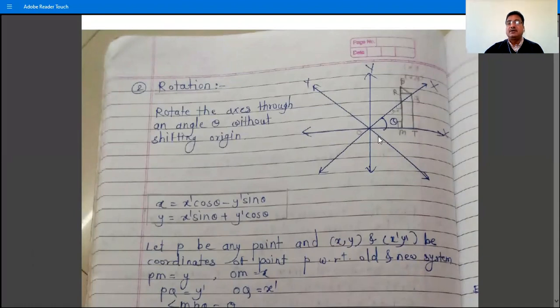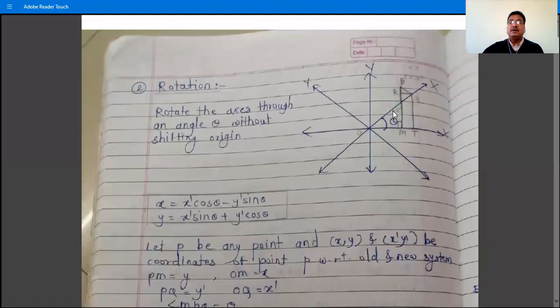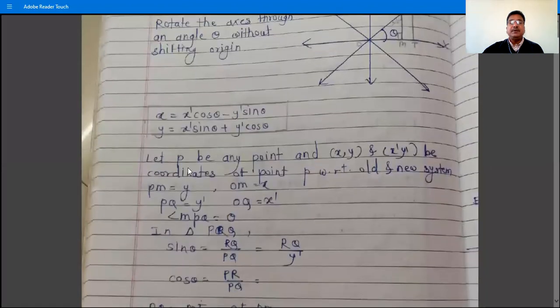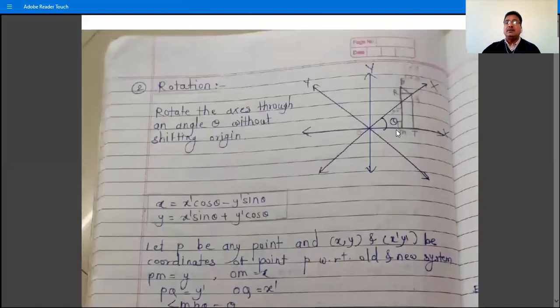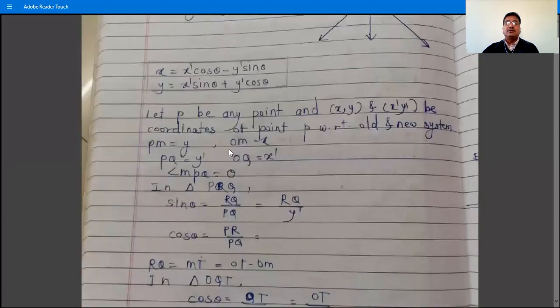That is, if we rotate the axes x and y through an angle theta, then what are their new positions? This is the new position of the x axis, and this is the new position of the y axis. So with respect to the new and old systems, consider the coordinates of the same point. Suppose P is the point having coordinates (x, y) and (x dash, y dash) with respect to the old and new system respectively. That is, (x, y) are the coordinates of the point P with respect to the old system, and (x dash, y dash) are the coordinates of the same point P with respect to the new system.